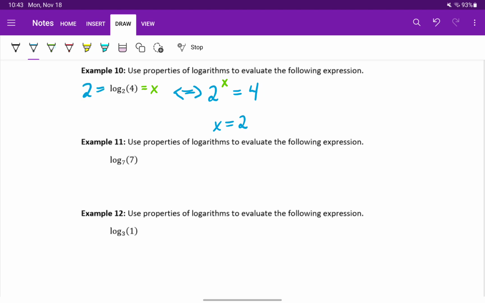Similarly, in example 11, log base 7 of 7, if we don't know what that's equal to, we can rewrite this as an exponential equation where we get 7 to the x power is equal to 7. In order for that to be true, we must have x equal to 1 because anything raised to the first power is itself. So the log base 7 of 7 is equal to 1.